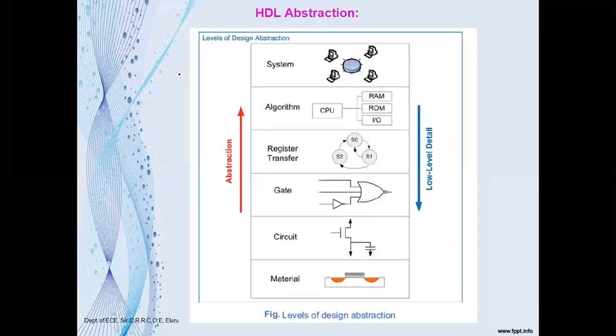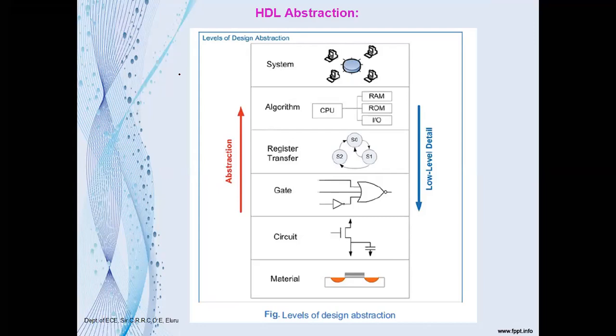And the next one is very important: the hardware description abstraction. Why was the hardware description language developed? Hardware description languages are meant to describe digital systems, to model digital systems, or to design digital systems. So why do we develop this hardware description language? For describing or designing digital systems.